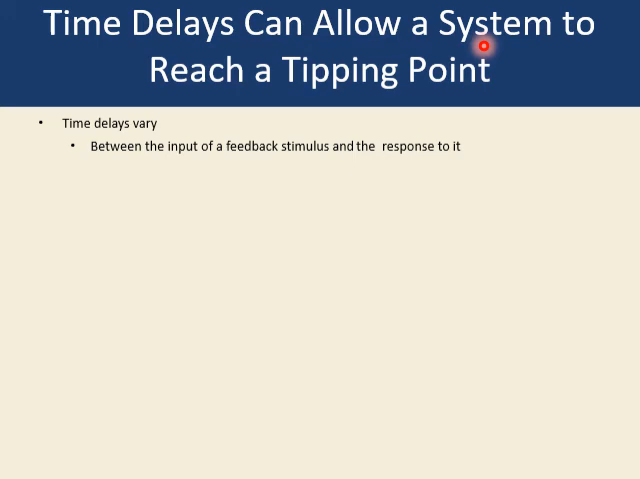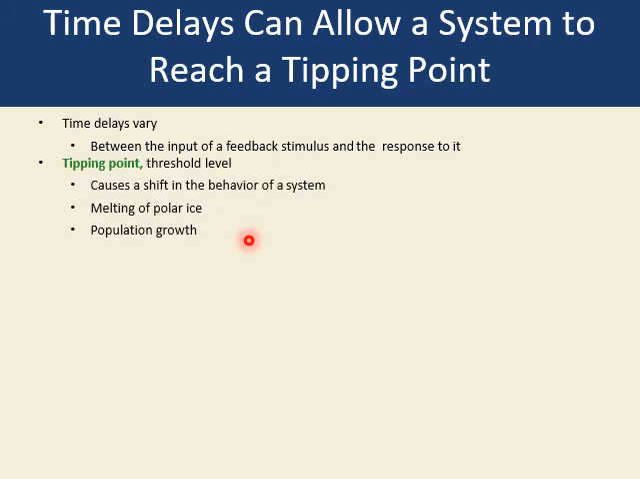So time delays can allow an environmental problem to build slowly until it reaches its threshold level or tipping point. So the threshold level is the point at which a fundamental shift in the behavior of a system occurs. So prolonged delays dampen the negative feedback mechanism that might slow, prevent, or halt environmental problems.